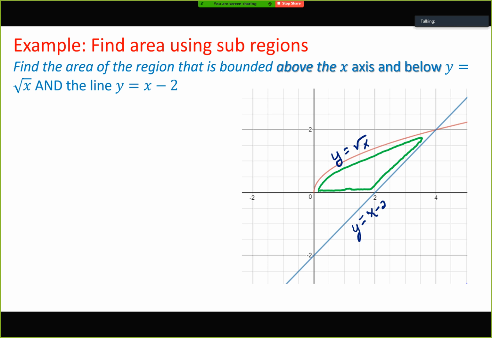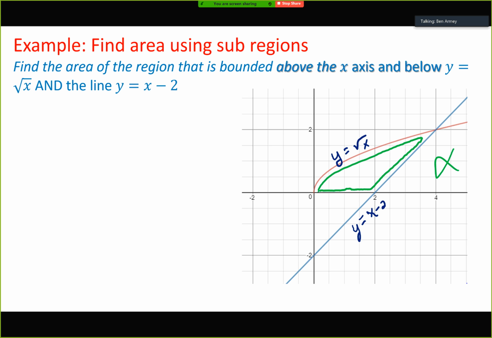So again, the area bounded above the x-axis, below the y equals root x, and when it says and, meaning the third bound is the line y equals x minus 2. So don't think of that as below the line y equals x minus 2, because if you interpret it wrong, you're thinking this area, but this red line goes off to infinity, this x-axis goes off to infinity, you're not going to be able to find this area. It's not possible because it goes on to infinity. All right, so we want to have a clearly defined region that we're trying to find the area of.